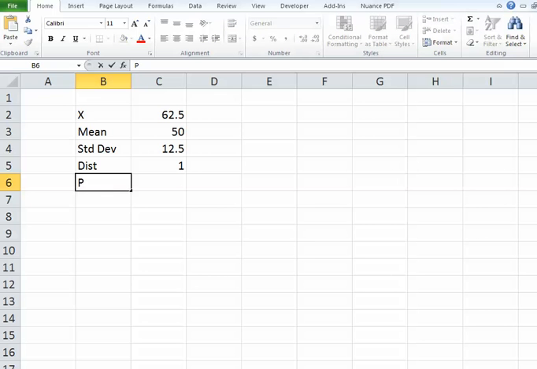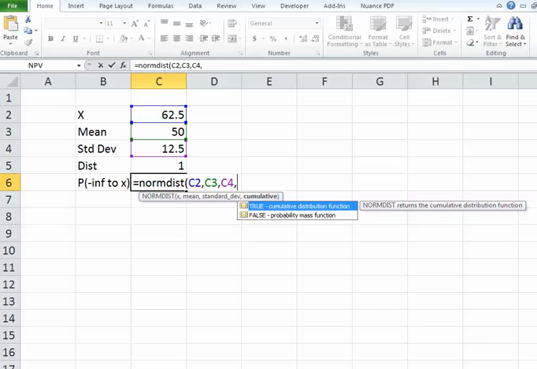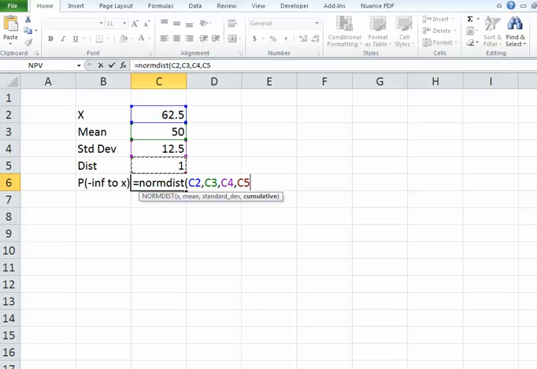So the answer that we're going to receive is, what is the probability from negative infinity to x? It always goes from negative infinity to x. We use the function norm dist with the following inputs, and you can see those inputs here. X is the score or the value that we want to find. Mean is the middle or the mean of the distribution. Standard deviation for the distribution, and the cumulative value we could really leave blank. It will assume a continuous distribution, but we'll put in a 1 there.